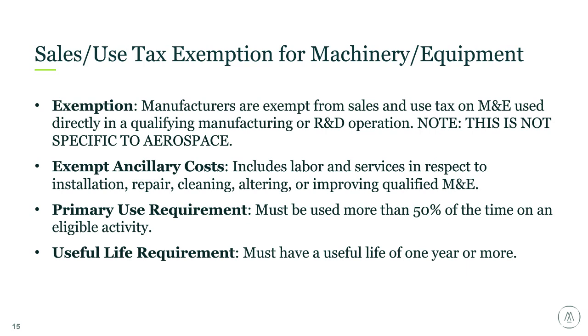Where we see sometimes there's opportunity to maximize this exemption is on ancillary costs. So something to keep in mind in Washington is you're allowed the exemption not only on the initial purchase, but also on some of the ancillary costs or services related to that exempt purchase. So installation, repair, cleaning, these ancillary kind of costs or services can also be exempt. So that's one area to further maximize this.